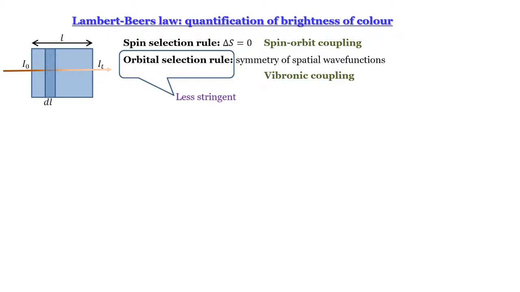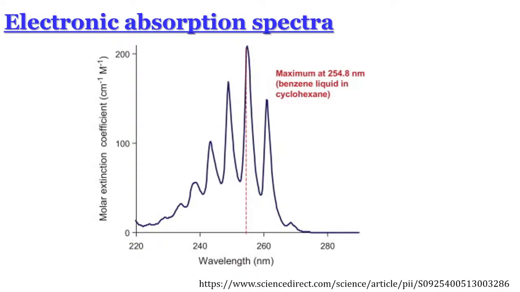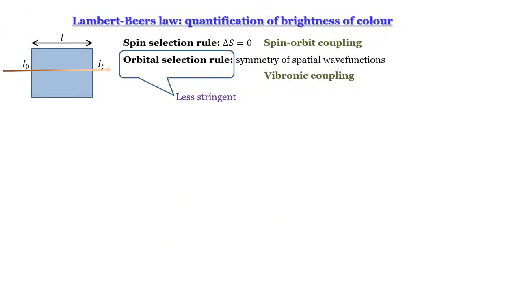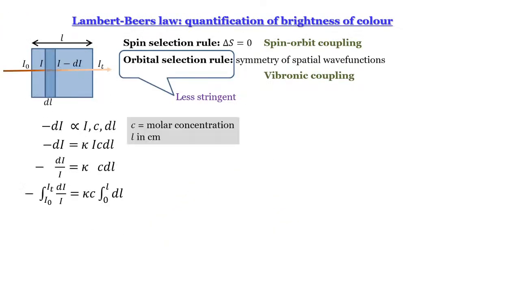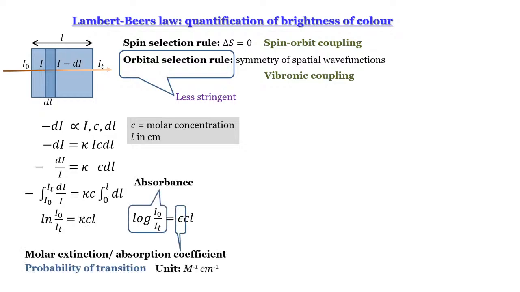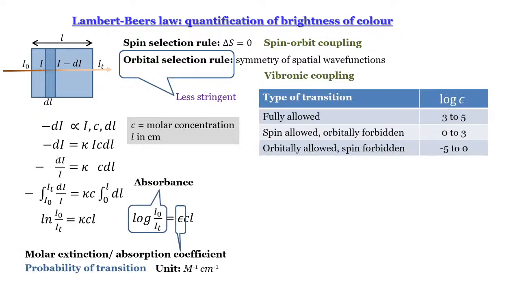When we talk about intensity, we mean molar extinction coefficient. We derived, we saw how to do it. I think it's there in the next slide. We derived your Lambert-Beer's law. I am not going to do the derivation all over again, but suffice to say that for fully allowed transition, you get an epsilon value of 10 to the power 3 to 10 to the power 5. For spin allowed orbitally forbidden transition, we get 10 to the power 0 to 10 to the power 3. For orbitally allowed spin forbidden transition, you get very small epsilon values of 10 to the power minus 5 to 10 to the power 0, but really very small.